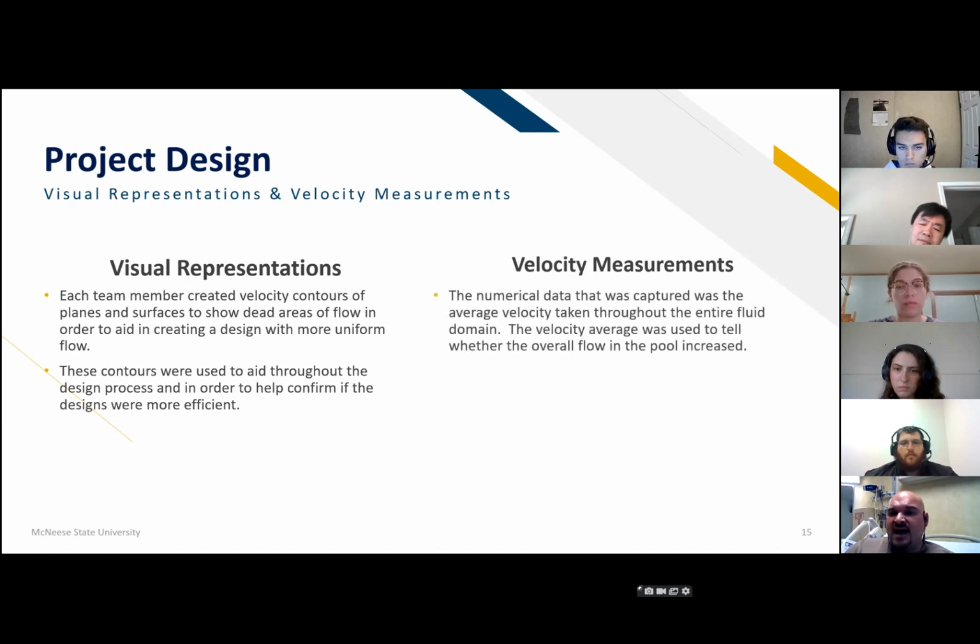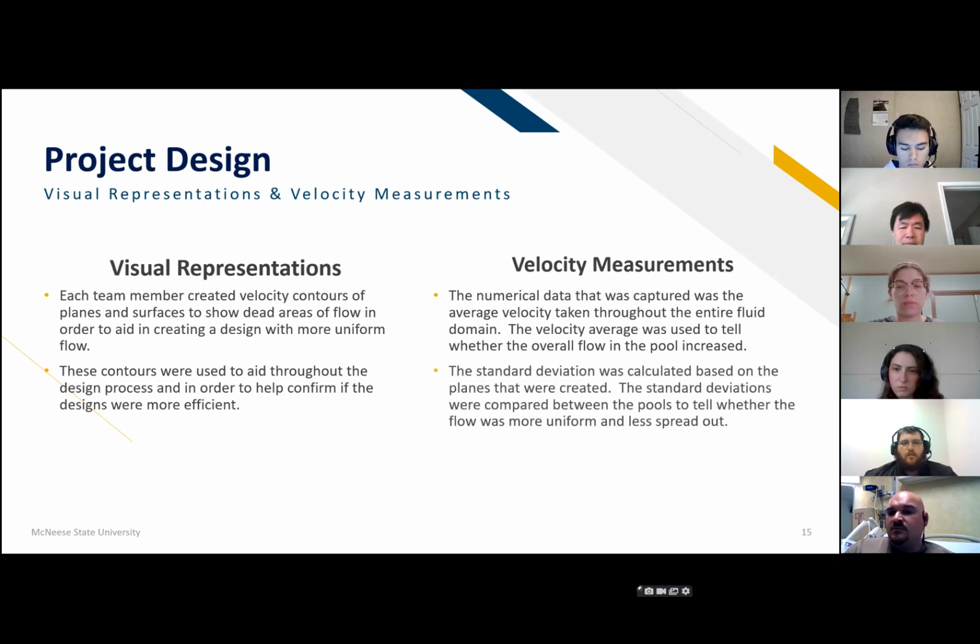The numerical data was captured as velocity averages to see first if the new design achieved a higher velocity average. And then the second thing that was done was standard deviation. These were based on the planes that were created, and this was done to tell if the actual standard deviation got smaller, then we could tell if there was an actual more uniform flow by the standard deviation being smaller and the flow being less spread out.